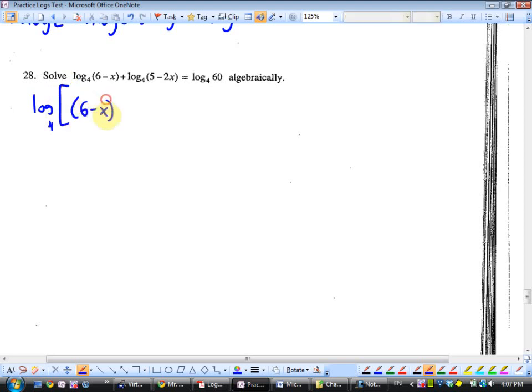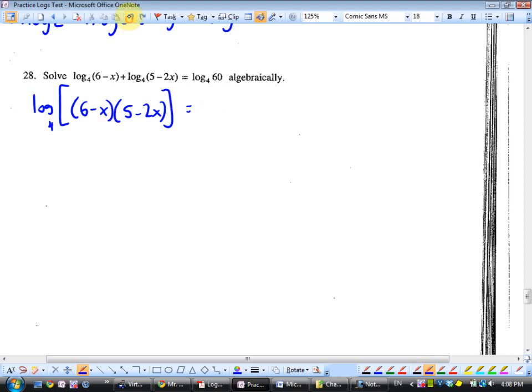Six minus x, five minus 2x equals the log base 4 of 60. Right? Kyle, do I have one thing equals one thing? Do I have one log equals one log? And the logs cancel. Now remember, what if instead of a log, I had like a number sitting there? If I know one, I know both. That to that equals that.